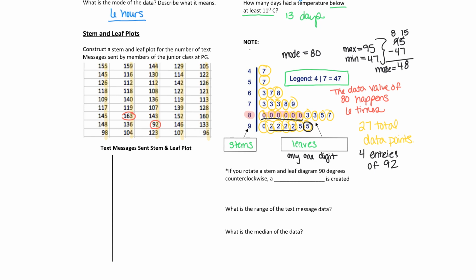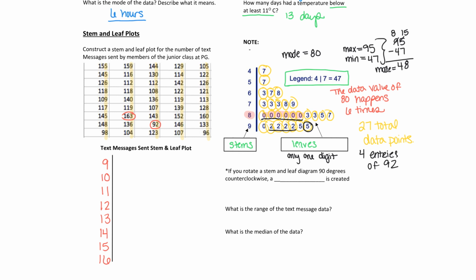So now I know what my stems are going to be. And I do need to write these, even if you have a stem that's empty, it's important you still write it. So we've got to go from 9 to 16. So I'll have 9, 10, 11, 12, 13, 14, 15, and 16 as my stems.